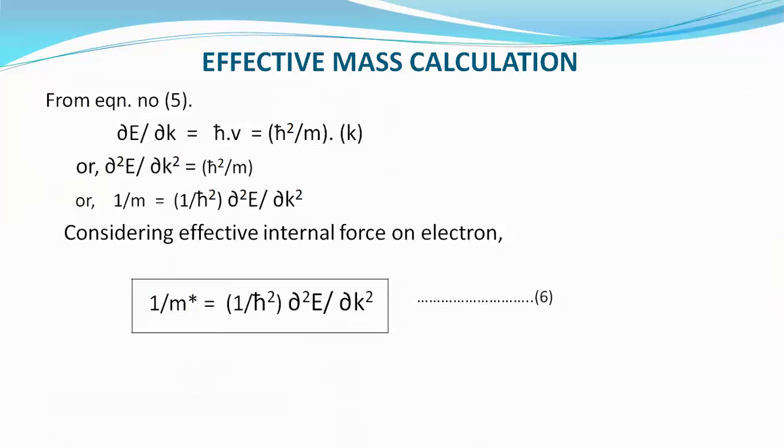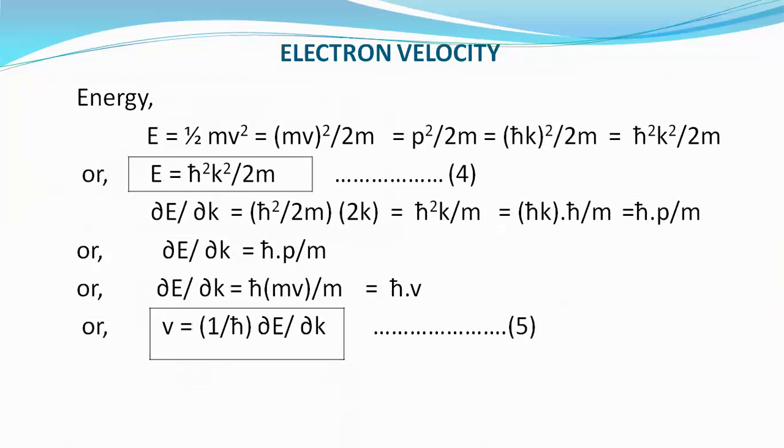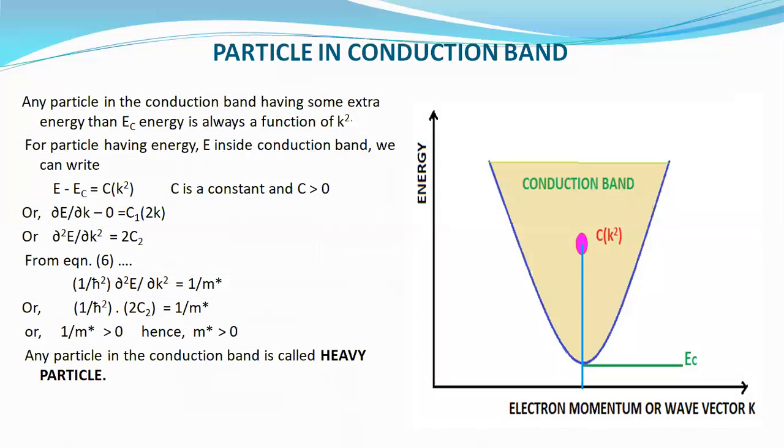Now, if you can recall equation number 4, energy is a function of k square. You know, h cross is a constant, the normalized Planck's constant. m is also a constant. So energy is only a function of k square. So any electron, whether it lies inside a conduction band or inside a valence band, wherever it lies, is supposed to be a function of k square only.